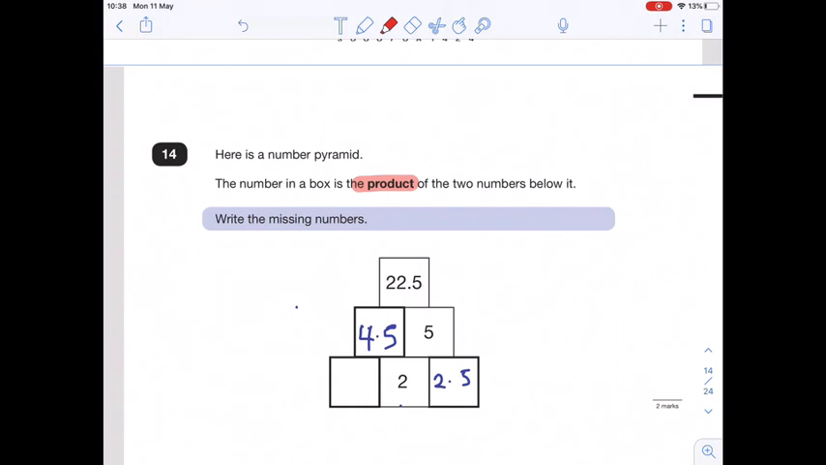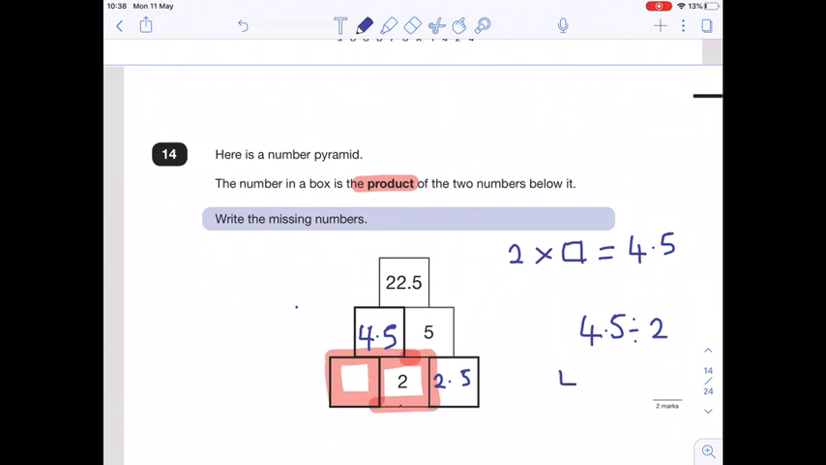So I know that I'm right with those two. Okay, now I need this one here and this one here to give me 4.5. So this is 2 times something equals 4.5. And we need to work out what that something is. So I'm going to do 4.5 divided by 2. 2 into 4 goes 2. 2 into 5 goes 2 with the 1 left over. 2.25. Oops, sorry. 2.25.